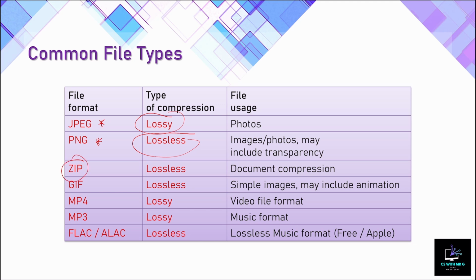A zip folder or a zip file is a lossless form of compression, and it works typically well when we are compressing text documents or any files that need to stay intact and the original data needs to be kept. A GIF is another bitmap image, and this is lossless as with PNG. Sometimes they include animation. MP4 is a common video file format, and this uses lossy compression. The same with MP3. So that's also lossy, but that one's used for music or audio. And then as mentioned in the digital audio lesson, FLAC and ALAC are lossless in terms of music. So these are lossless compression techniques used for audio files.